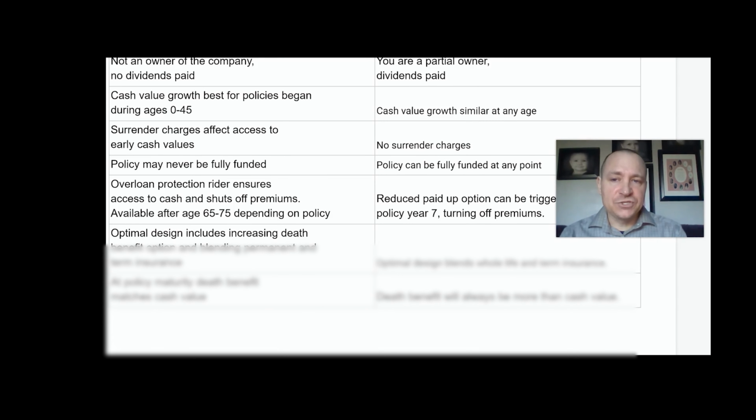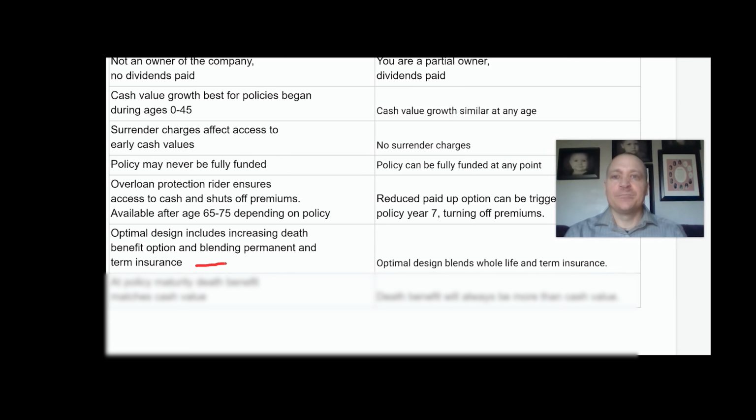Now, with an index universal life policy, the optimal design includes an increasing death benefit option and blending permanent and term insurance. I went over this in my IUL video. Again, you can check that out by using this link up here, and it will explain it in more detail.